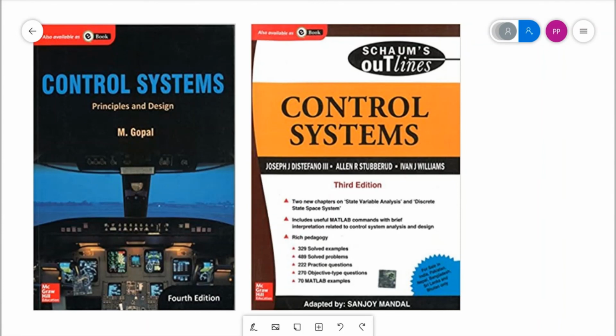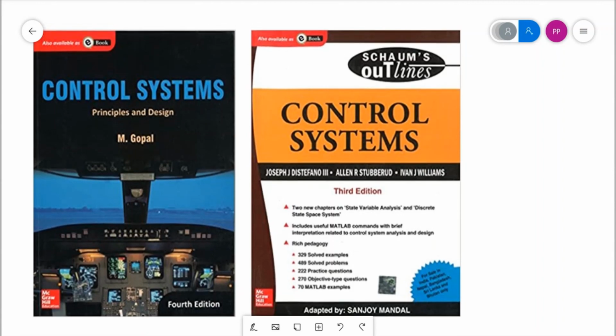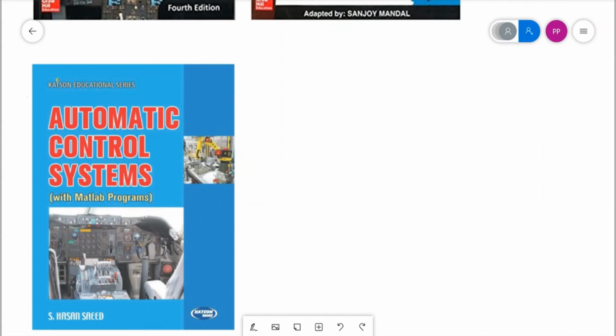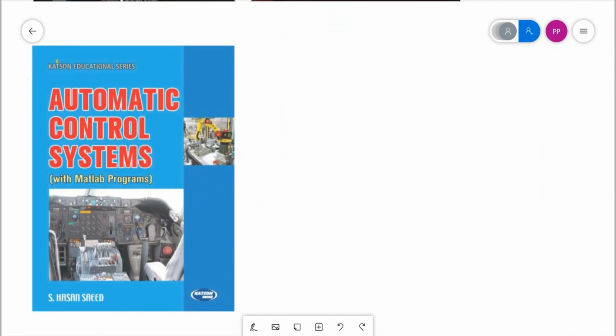The textbook written by Professor M. Gopal on control systems can be referred to. Another book on control systems, written by foreign authors and adapted by an Indian author, Professor Sanjay Mandal, is a good example of a simple language textbook which can be referred to. Another book on control systems by Professor Syed Hassan Saeed of Integral University Lucknow can also be referred to.